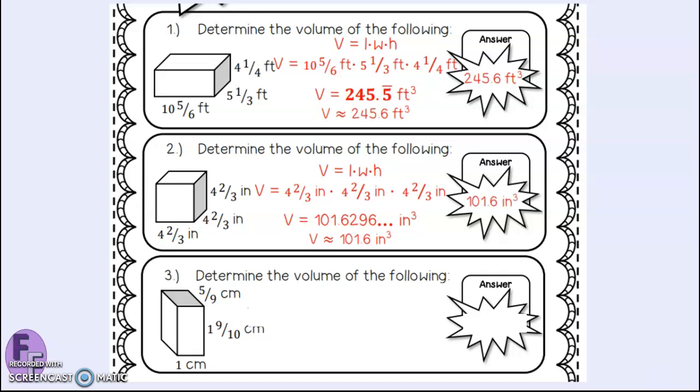Final one, write down your volume formula, then substitute in your numbers, put it into the calculator. Again, you get a repeating decimal of 1.05 with the 5 repeating. So we are going to round this to 1 1/10.